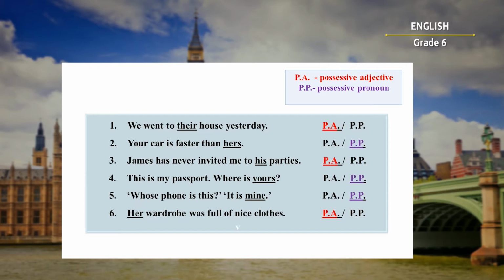Good job! Now you can check your answers. Second, your car is faster than hers. Hers is PP, possessive pronoun. Third one, James has never invited me to his parties. PA. This is my passport. Where's yours? Yours, PP. Whose phone is this? It's mine. Mine, PP. Her wardrobe was full of nice clothes. Her, PA.